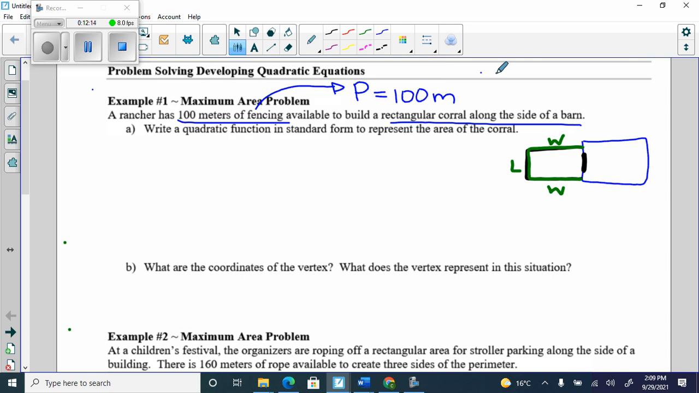Normally, perimeter is 2 lengths, 2 widths, but this perimeter is not 2 lengths, 2 widths, because I don't need the second length, correct? It's a wall. So what's my perimeter going to be? 2 widths plus a length, correct? So step 1 is always to write out your perimeter equation when it's one of these farmer questions.